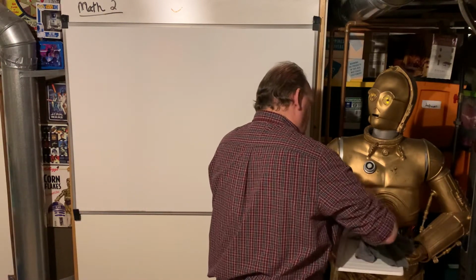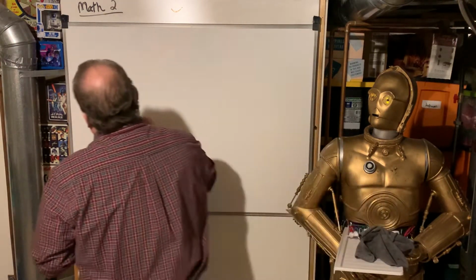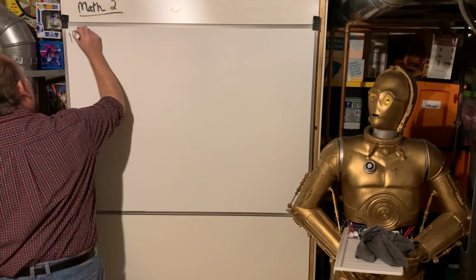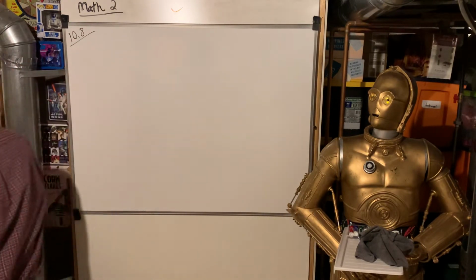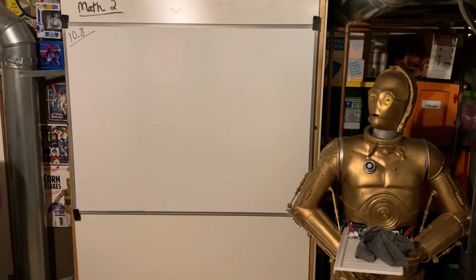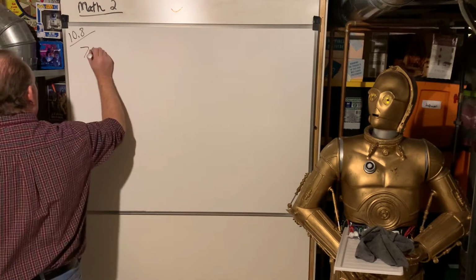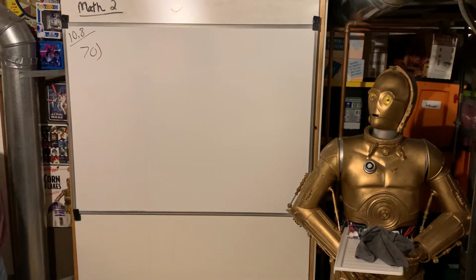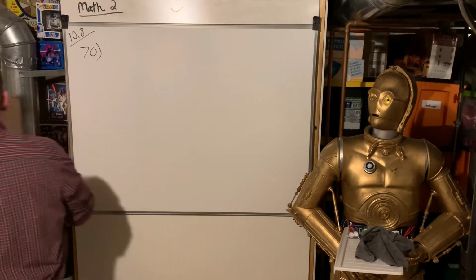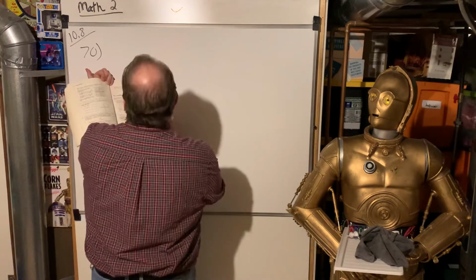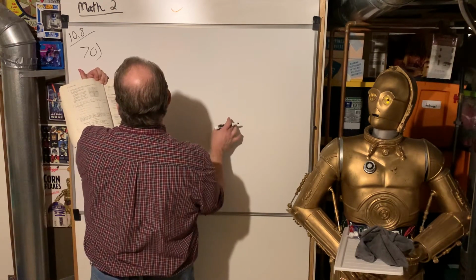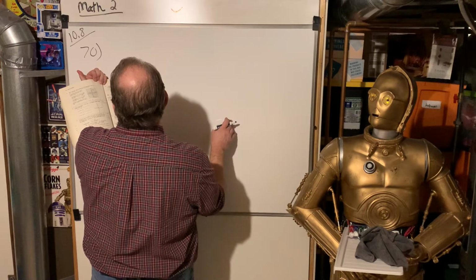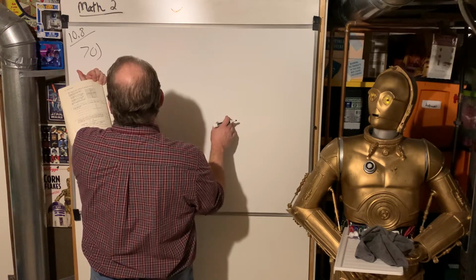All right, let's take a look at 10.8. Again, we're just going to be going the other way for 10.8. So let's do number 70. That's going to be like, so they give us 20.